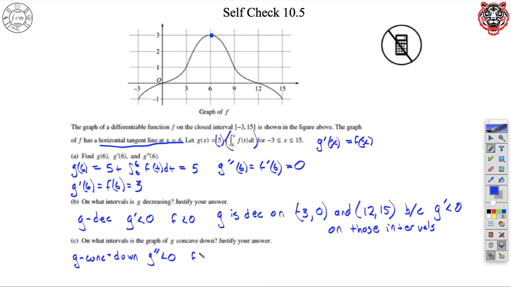That means we're looking for where f prime is less than 0. Where is the slope less than 0? Where is the slope negative? And it's negative all the way over there, and it never hits 0, so it's just one giant interval. So we say g is concave down on the interval 6 to 15. And we have this for our rationale: g double prime is less than 0 on that interval.